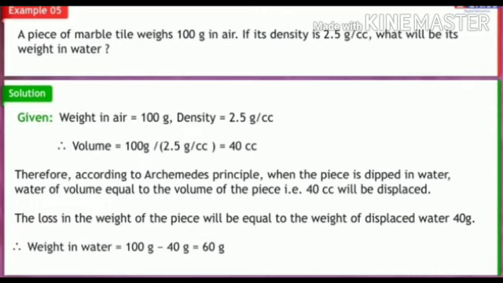Therefore, according to Archimedes' principle, when the piece is dipped in water, water of volume equal to the volume of piece, that is 40 cc, will be displaced. That means the loss in the weight of the piece will be equal to the weight of the displaced water, that is 40 gram. Therefore, weight in water is equal to 100 gram minus 40 gram, which is equal to 60 gram. So students, here we finish the third chapter, that is force.